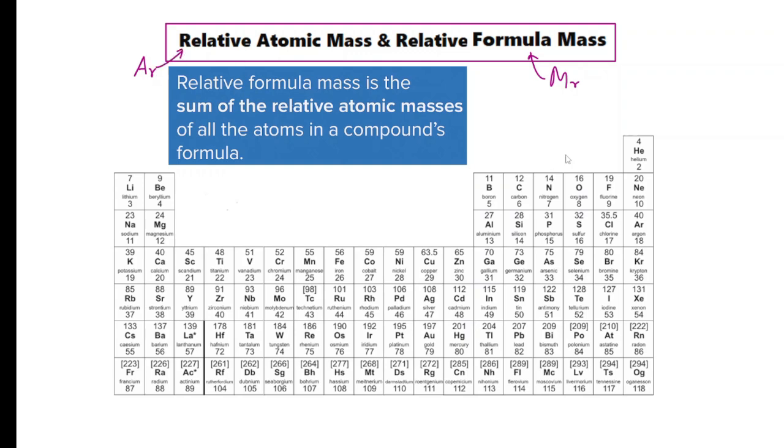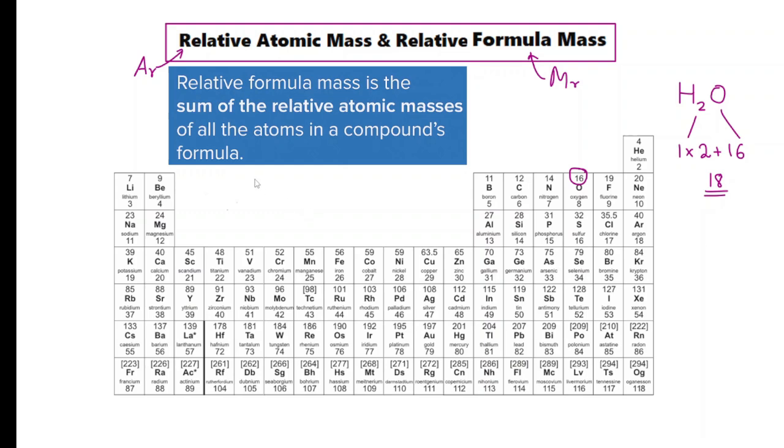Now, take an example. Think about water. Water is H2O. Hydrogen is 1, and you've got 2 atoms of hydrogen, so times it by 2, plus oxygen. For oxygen, you can see the mass number is 16. You only have 1 of them, so 16. 1 times 2 is 2, 2 add 16, so we know Mr of water is 18.